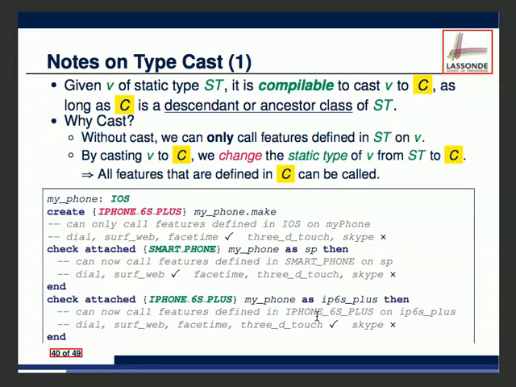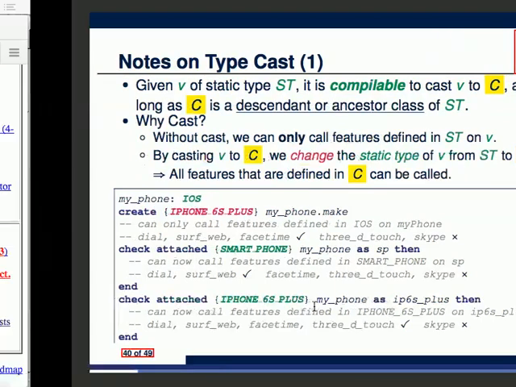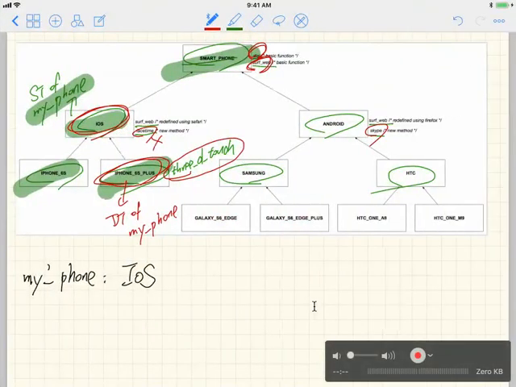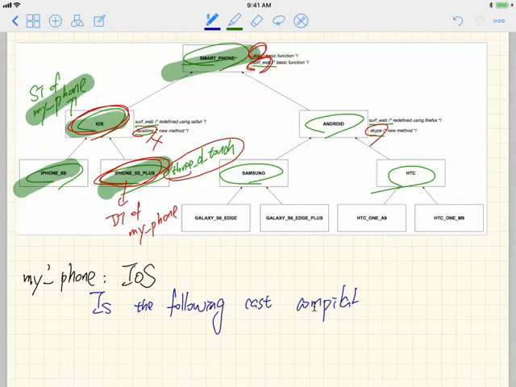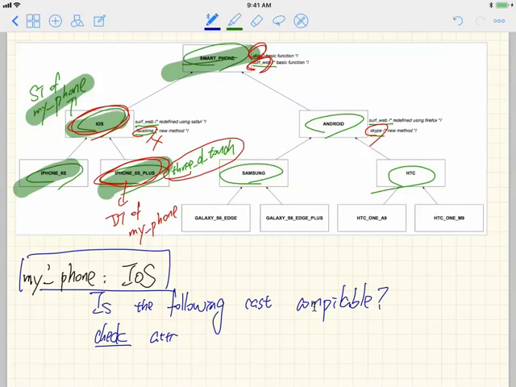Now, question for you. Is the following cast going to work? It's not on the slides, but I'm going to write it here. Is this cast going to work? Is the following cast compilable? Would it compile? So we still have my phone being iOS, and now let's do a cast. Attached. And then let's say we really want to call the Skype feature. You will see all the three casts we tried to do over there.